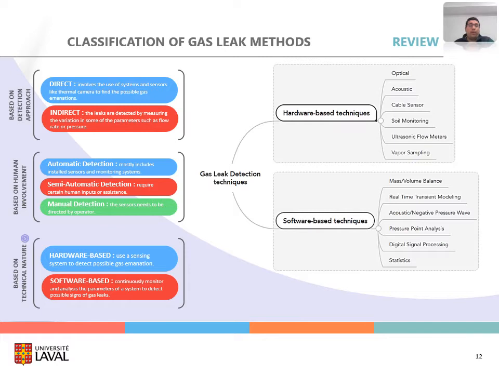The most popular approach for classification of gas leak detection methods is technical nature, which categorizes these methods into two groups, hardware-based and software-based. Hardware-based methods use a sensing system to detect possible gas emanation. Software-based approaches continuously monitor and analyze the parameters of a system to detect possible signs of gas leaks. At the right side of the slides, we can see different methods that can be categorized under each of these approaches.